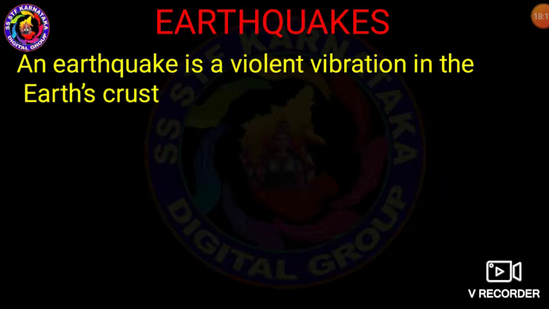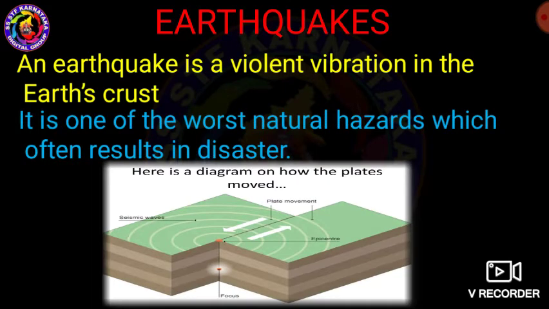Then earthquakes. An earthquake is a violent vibration in the earth's crust. All of you know that, dear students. It is one of the worst natural hazards, which often result in disasters. Understand? It is a violent vibration in the earth's crust.